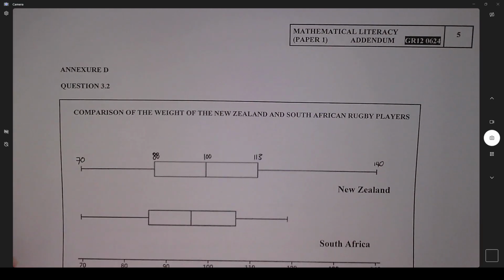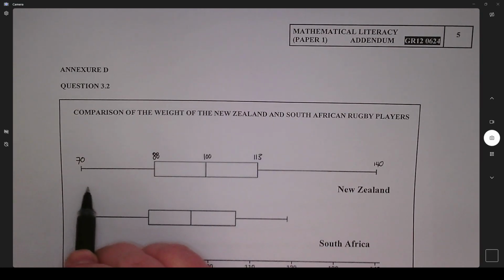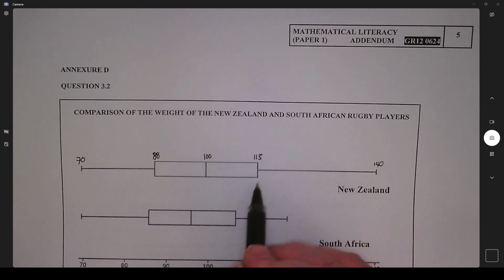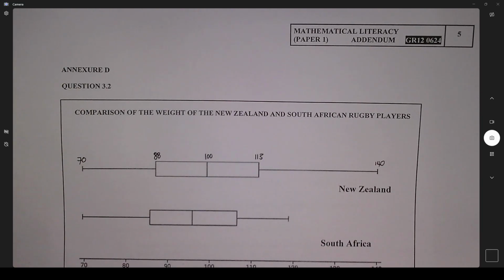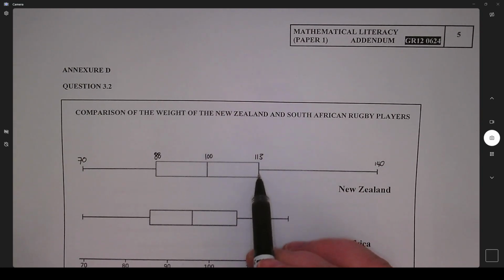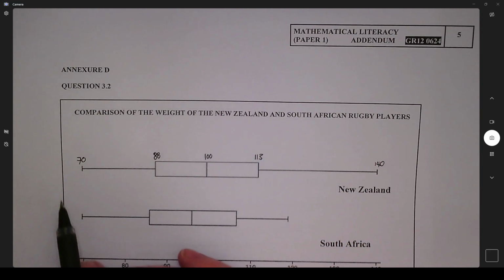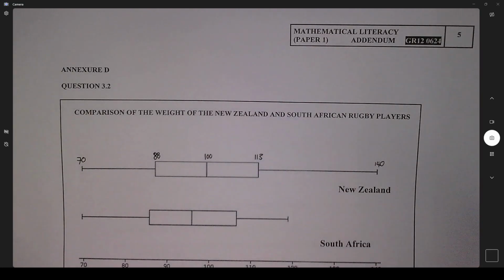Now, for example, if I ask you what percentage of the players weigh less than 113 kilograms, it would be this 75% here, because that's 25, 25, and 25. If I ask you what number of players are less than 113 kilograms, you would say 75% of 15 players.